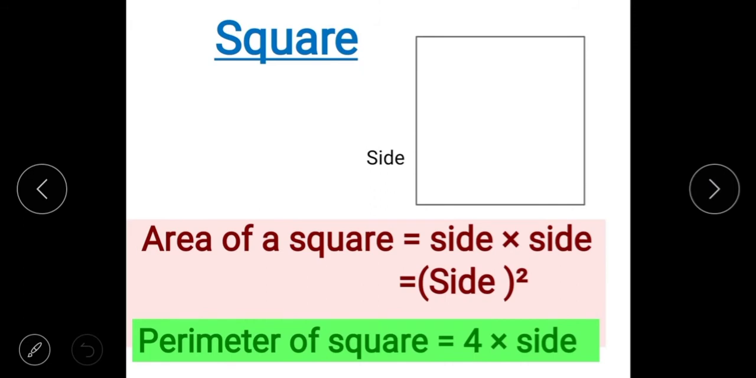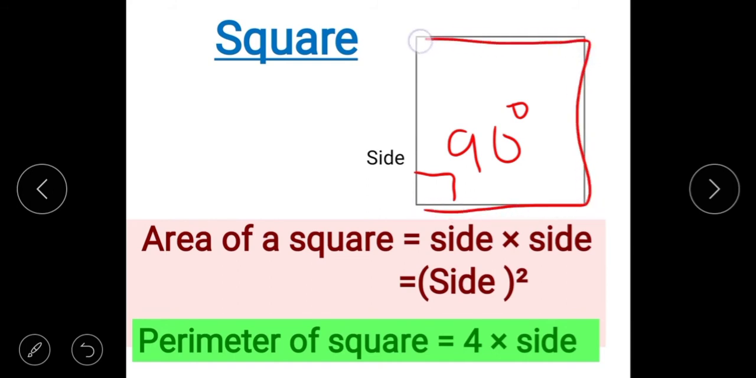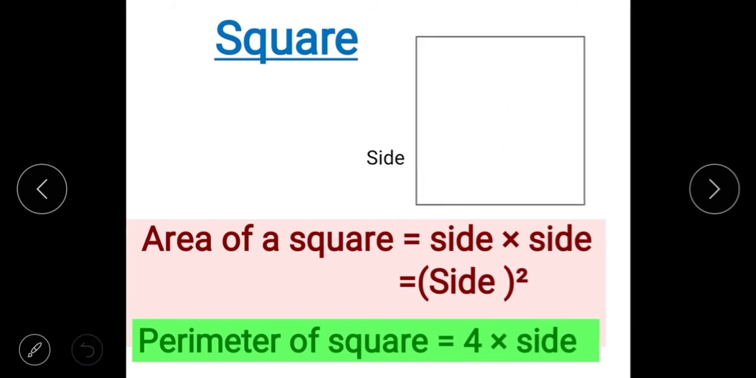Now the next figure is square. Square is a special case of rectangle. In this, there are four sides and all four sides are equal to each other and each angle is of 90 degrees. Now again the perimeter: side plus side plus side plus side. 4 times the side is the perimeter of a square.